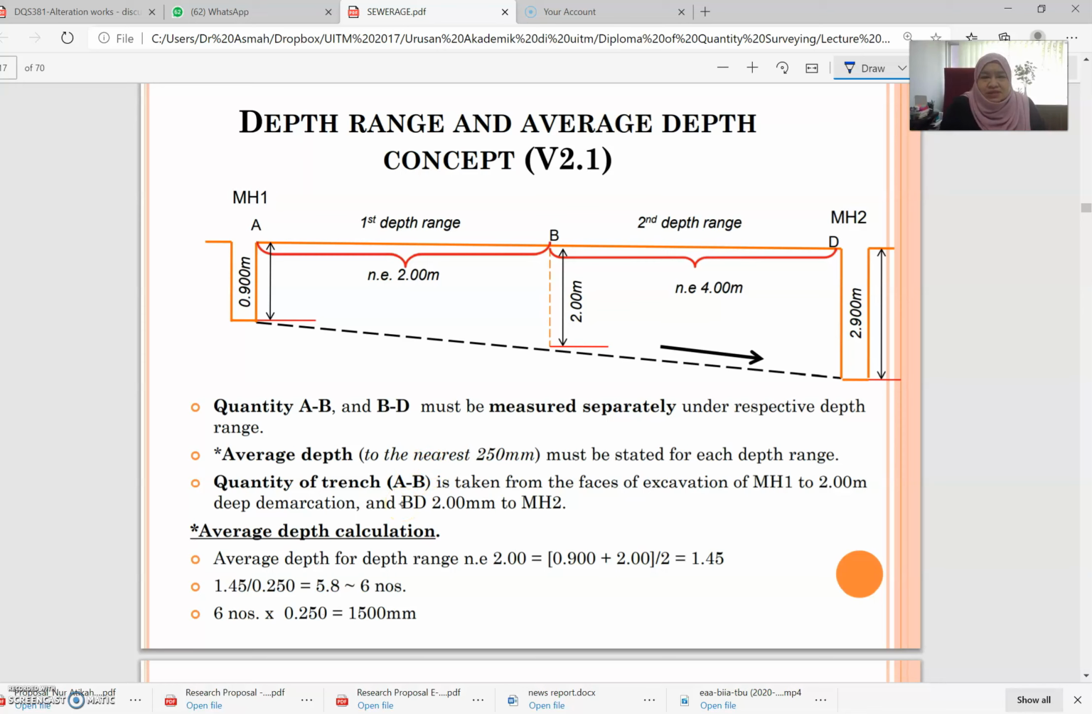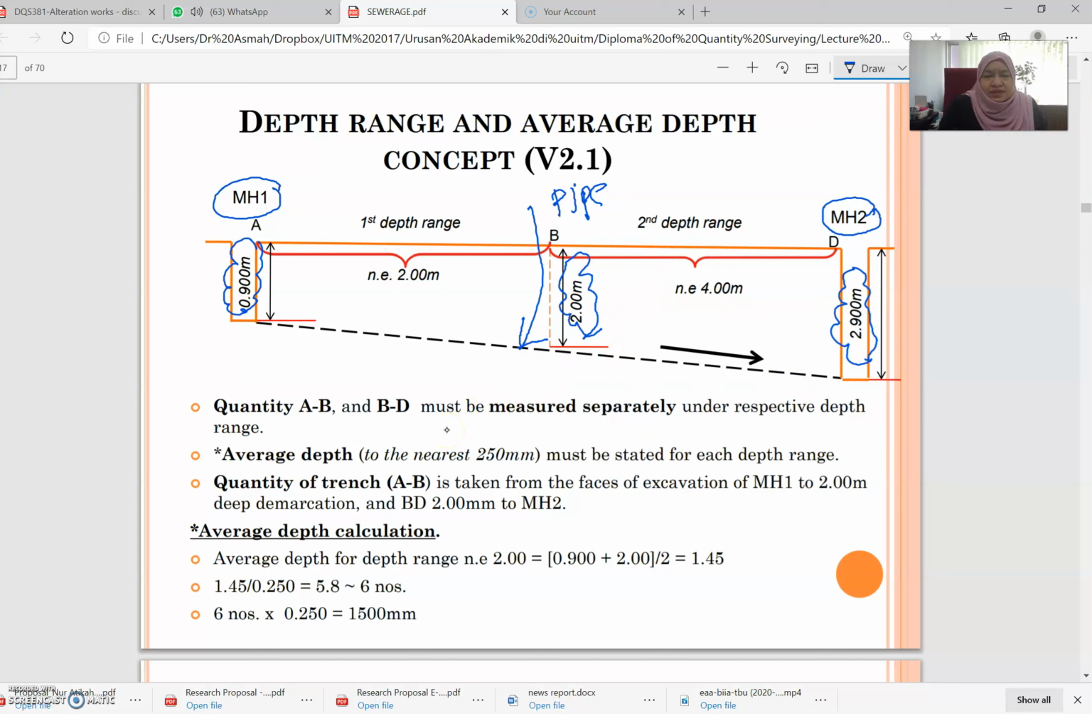I will explain this further in the class, but let's look at this. Now we have manhole 1 and manhole 2, and between manhole 1 and manhole 2 is the pipe, the pipe that will be laid on the ground. The first excavation at point A is 0.9 meter, and the last one is 2.9 meter, and this is what we call an average of 2 meter.